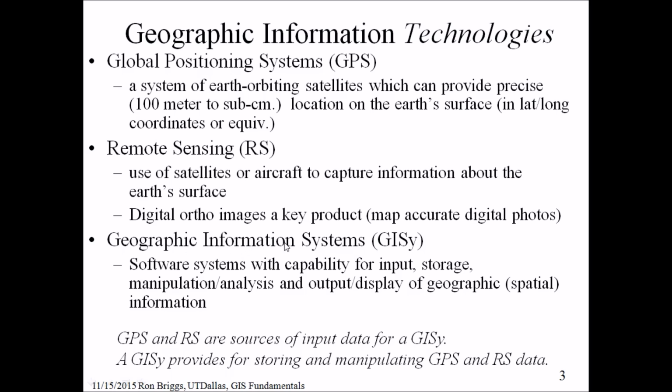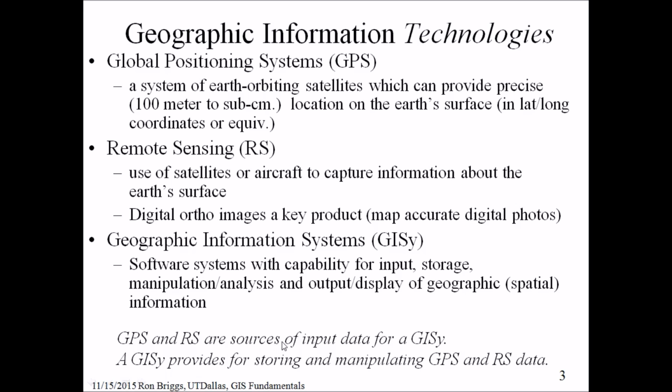Then this information system, GIS, the S is for system, a software system with capability for input, storage, manipulation, analysis, output, and display of geographical information. So there has to be some technology which may be able to do all these: input, storage, manipulation, analysis and display.